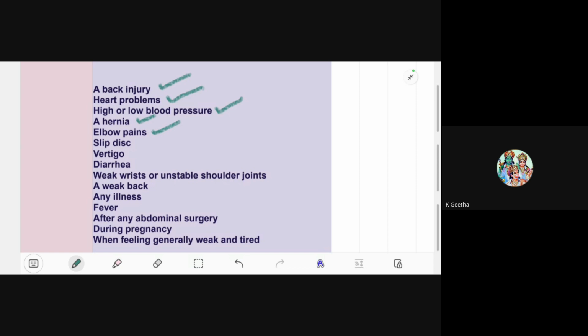Okay, elbow pain, slipped disc, vertigo, diarrhea, weak wrist, unstable shoulder joints, weak back, any illness, fever. Yes, during the fever, what happens with the fever? This is an autoimmune condition. If I explain in layman's language, fever is not bad. Fever is a good thing.